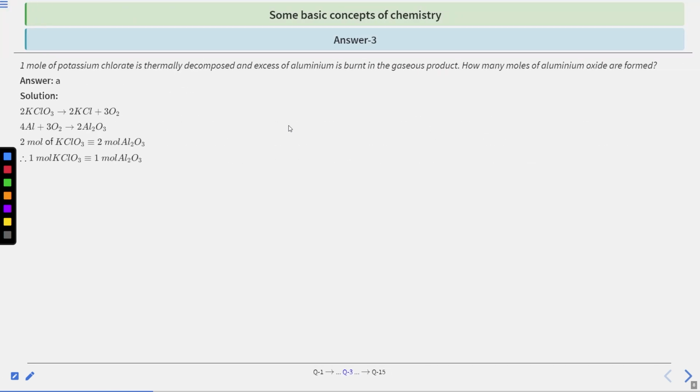Okay, so the correct option will be option A. This will be the reaction going on. 2 KClO3 will give you 2 molecules of KCl and 3 molecules of oxygen. And 4 aluminium will react with 3 molecules of oxygen to give you 2 molecules of Al2O3. So 2 mole of KClO3 will be equivalent to 2 mole of Al2O3. Therefore, 1 mole of KClO3 will be equivalent to 1 mole of Al2O3. Okay, so this is the explanation.